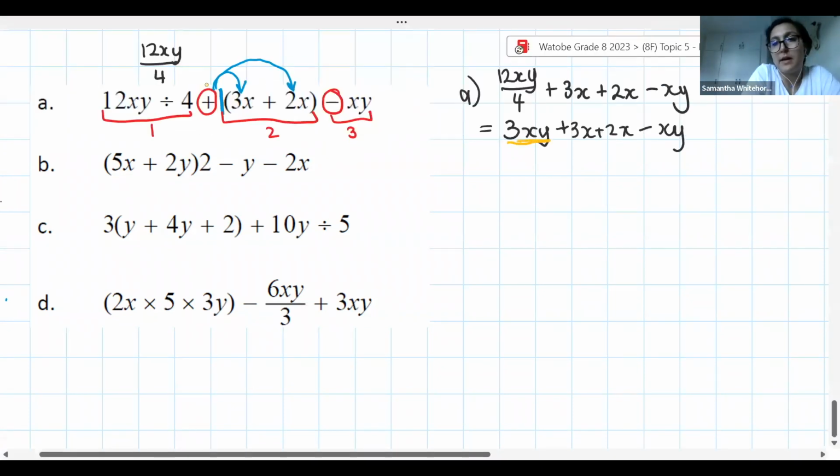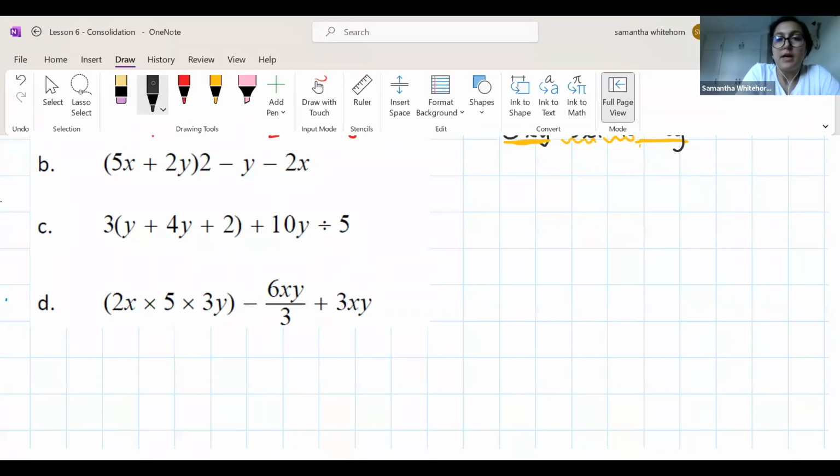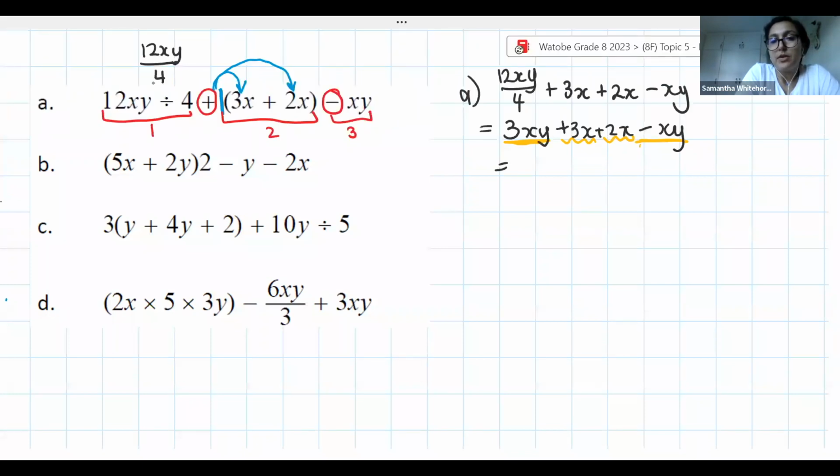Because I've simplified everything, this is now y and a minus xy, and I've got a 3x and a 2x. So I can add my like terms together. 3xy minus 1xy, remember there's a 1 in front here, is 2xy, and 3x plus 2x is positive 5x. So we have simplified our expression by making sure that we follow those 3 steps. Identify our terms, simplify each term, add and subtract our like terms.